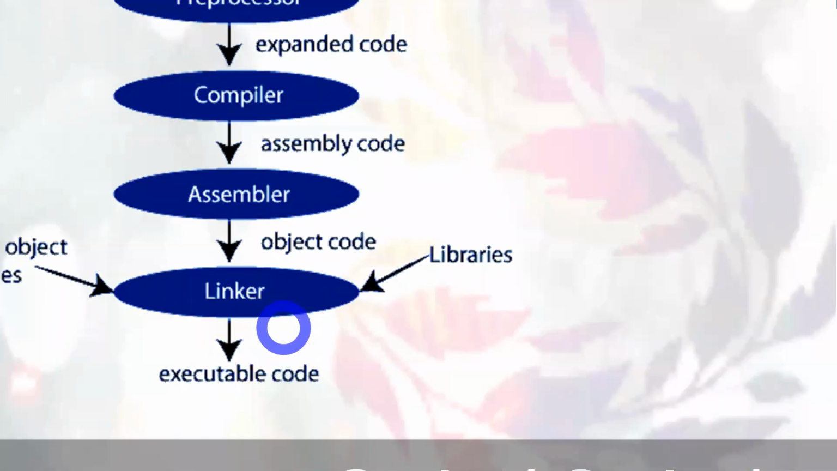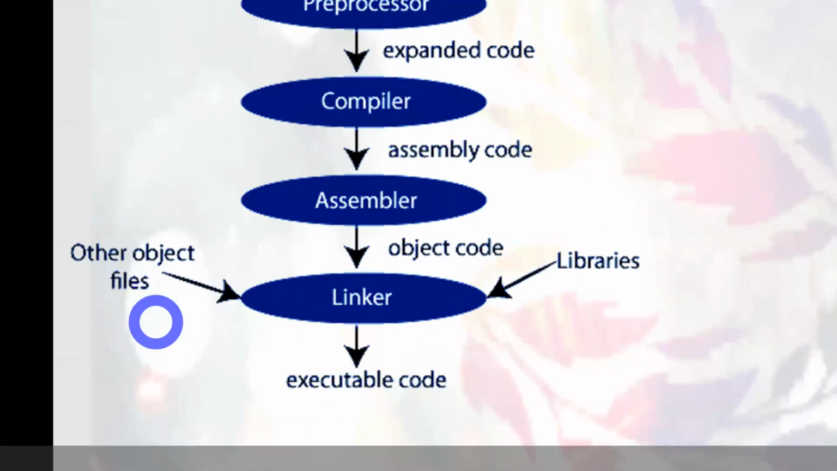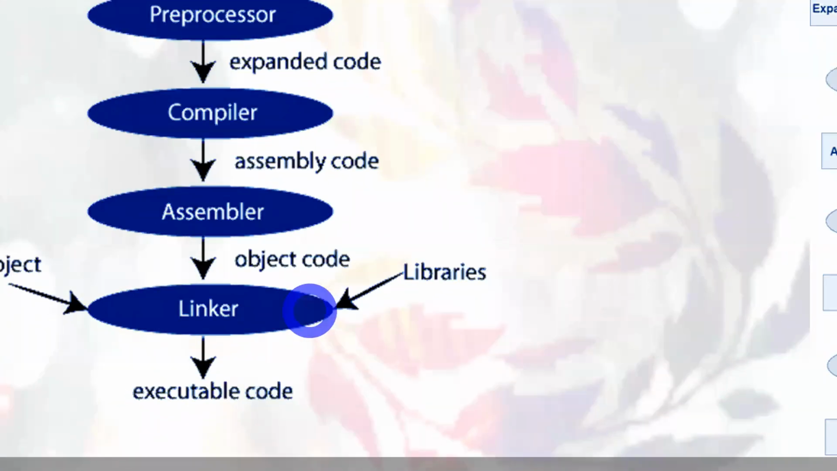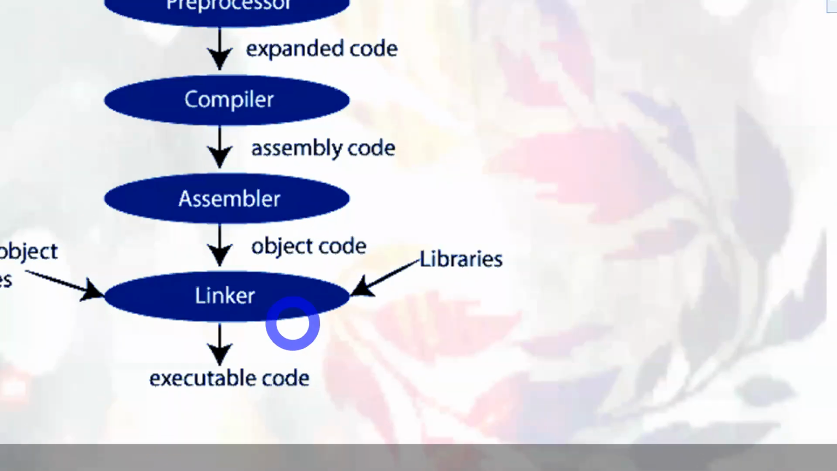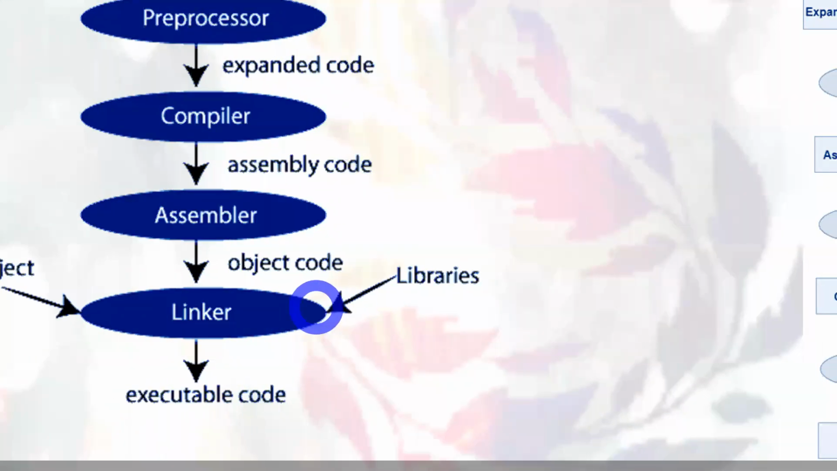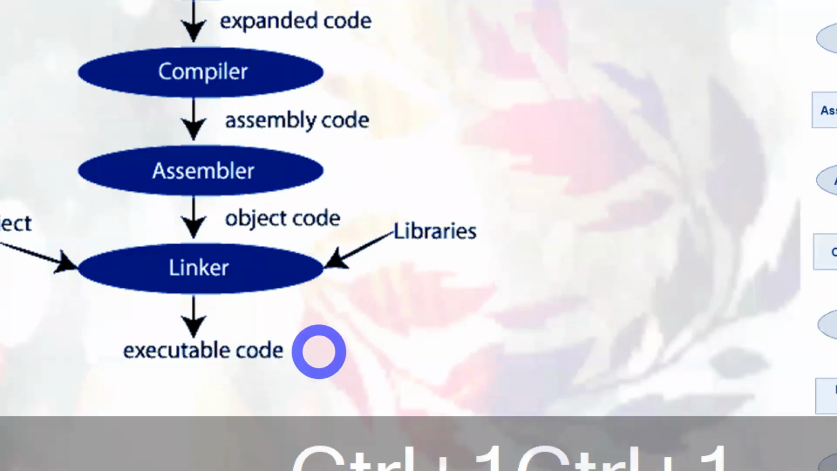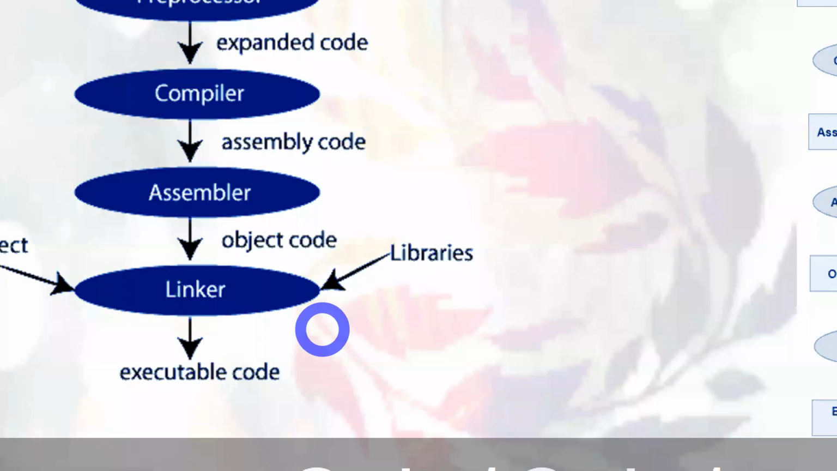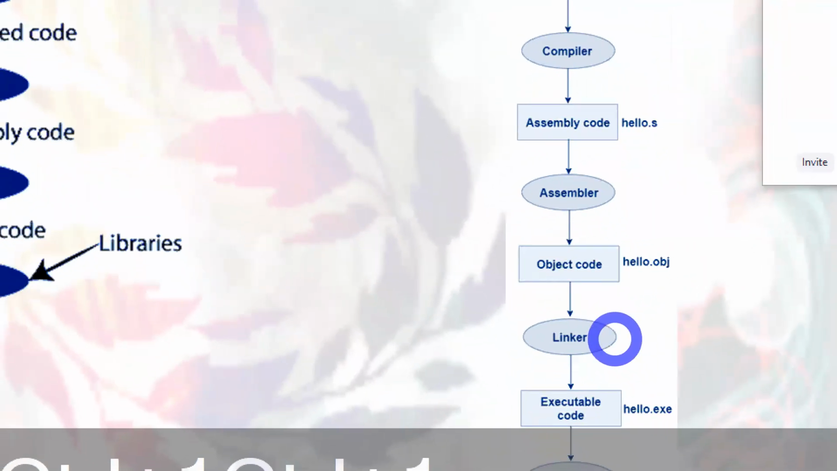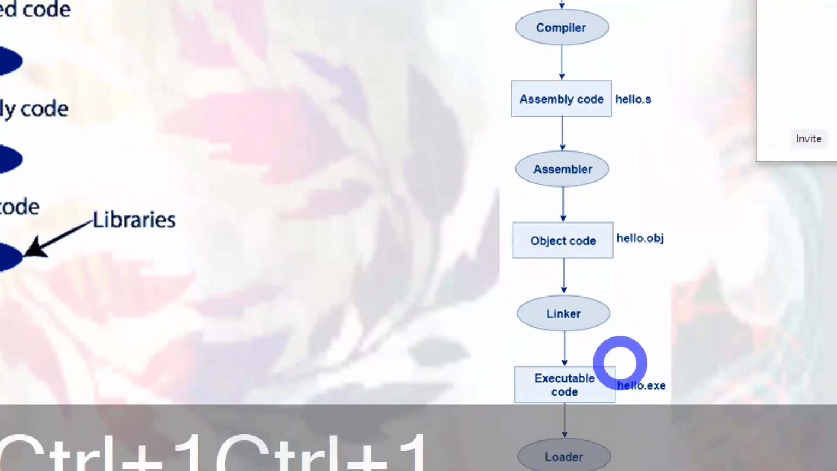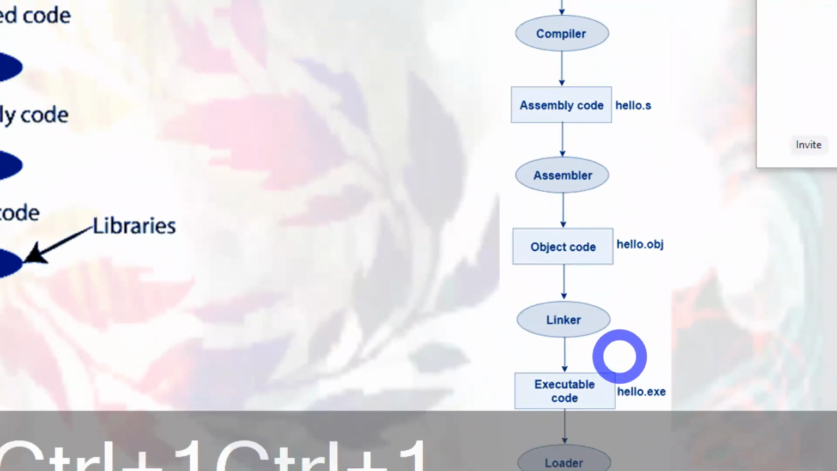So the linker is responsible for linking other object files and the inbuilt C standard library files, and it provides the runtime environment. After that, the linker is responsible for loading this object code and generating what? Executable code. So observe here, the linker loads this object code and generates executable code.